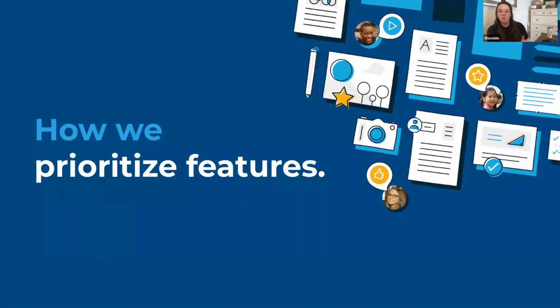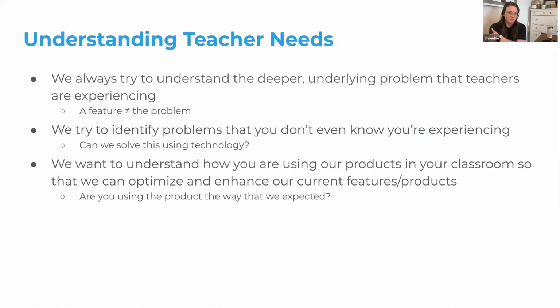So let's talk about how we prioritize features. When we are looking at problems here, we are really trying to understand the deeper underlying problem that you as teachers are experiencing. So when we get a feature request, we really try to understand what's the problem behind it. Adding a feature is not the problem that we're trying to solve. The feature itself is a solution to that problem.